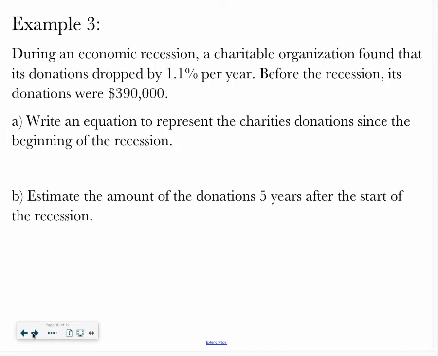Example 3. During an economic recession, a charitable organization found that its donations dropped by 1.1% per year. Before the recession, its donations were $390,000. Write an equation to represent the charity's donations since the beginning of the recession. Remember, you need to memorize these. Let's fill in the information we know. Before the recession, donations were $390,000, a rate of 1.1%.